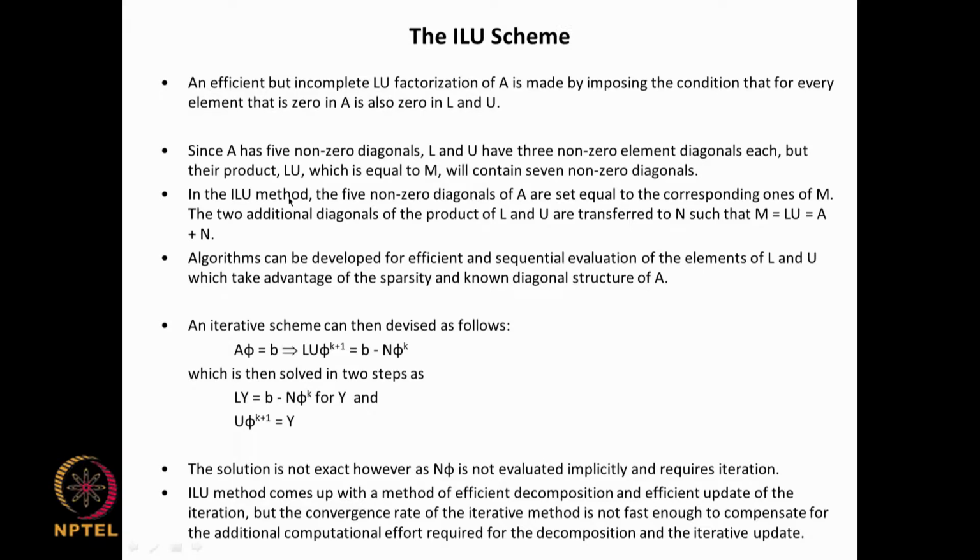Okay. So in the incomplete LU method, the 5 non-zero diagonals of A are set equal to the corresponding ones in M, and so M is equal to LU equal to A plus N, and the 2 extra diagonals are put into N. Okay. So you can develop algorithms for efficient and sequential evaluation of elements of L and U with these conditions, and which take advantage of the sparsity and known diagonal structure of A. So that is the key to decomposition of A into M and N, where M is the incomplete LU decomposition.